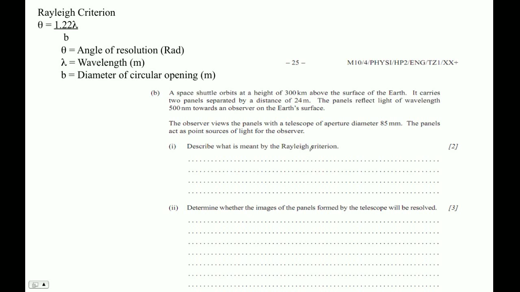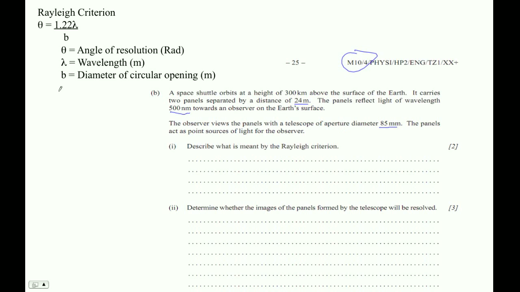Here's a Rayleigh criterion problem that came from the 2010 test that we took last time. A space shuttle orbits high above the surface of the Earth. It carries two panels separated by a distance of 24 meters. The panels reflect light of a wavelength of 500 nanometers toward the observer on the Earth's surface. The observer views the panels with a telescope of aperture diameter 85 millimeters. The panels act as point sources of light for the observer.